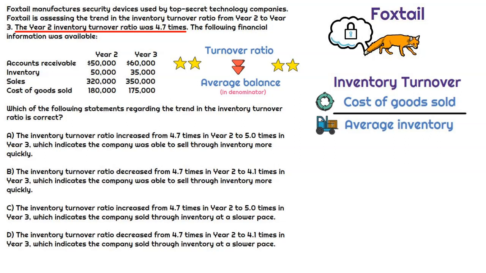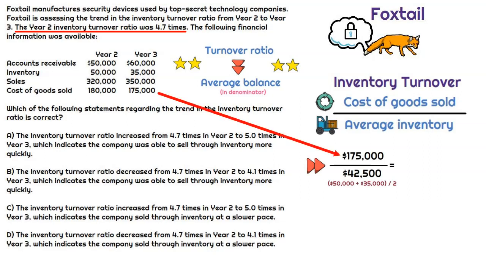So let's calculate the inventory turnover ratio for year 3 first. So as you can see, cost of goods sold for year 3 was $175,000, so that's in the numerator. And then in the denominator, we're going to take the average balance between year 2 and year 3. So that's 50,000 plus 35,000 divided by 2. That's an average of 42,500. And when we perform that math, it results in an inventory turnover ratio of 4.1.